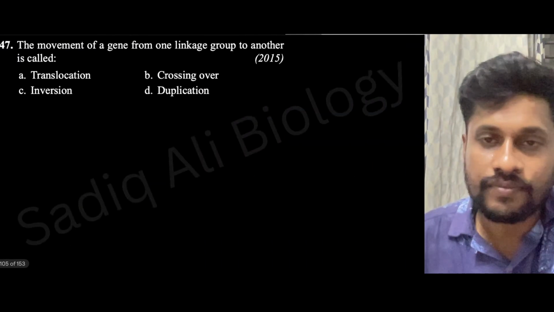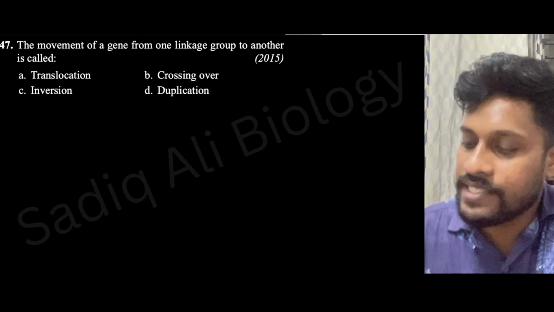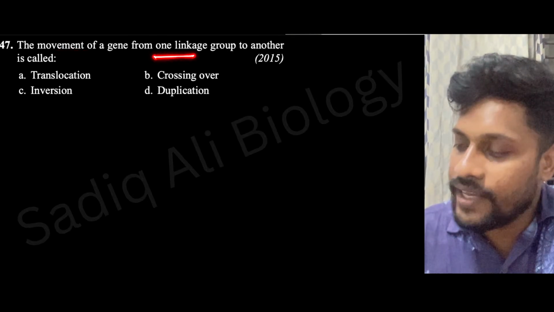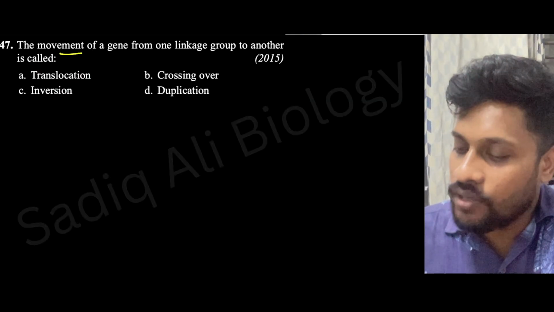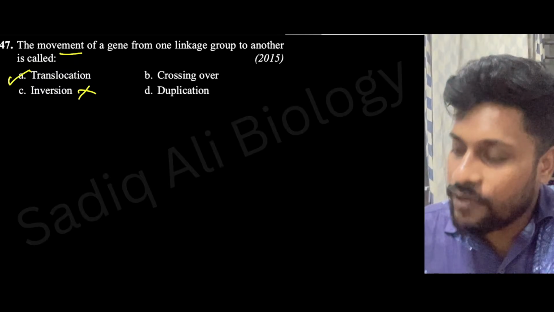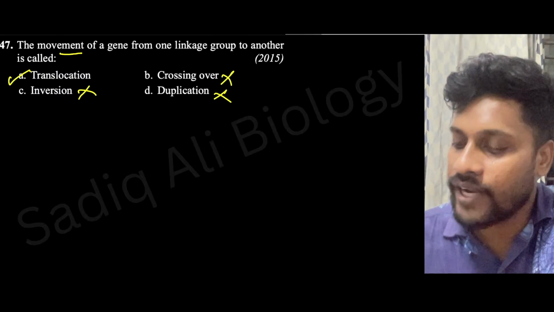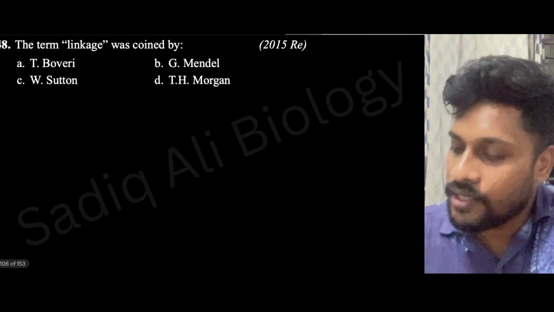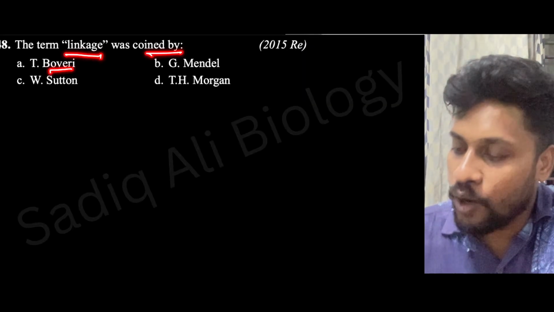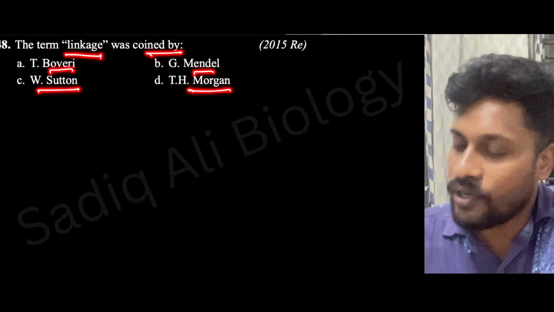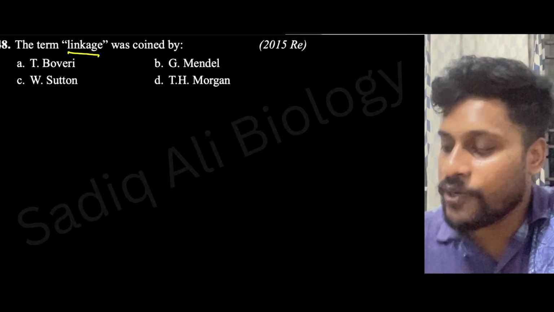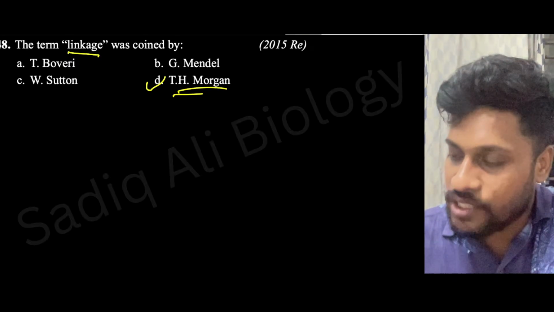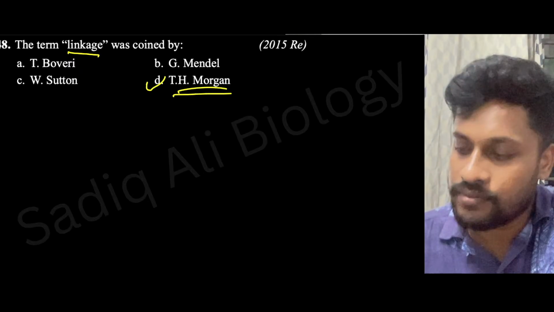Very good. Now, let me take 47. The movement of a gene from one linkage group to another is called what? Translocation, not inversion, not crossing over, not duplication, right? Very good. Then the term linkage was coined by Boveri, Mendel, Sutton, Morgan. Guys, whenever the question comes related to linkage, go with Morgan, T.H. Morgan, okay? Right?